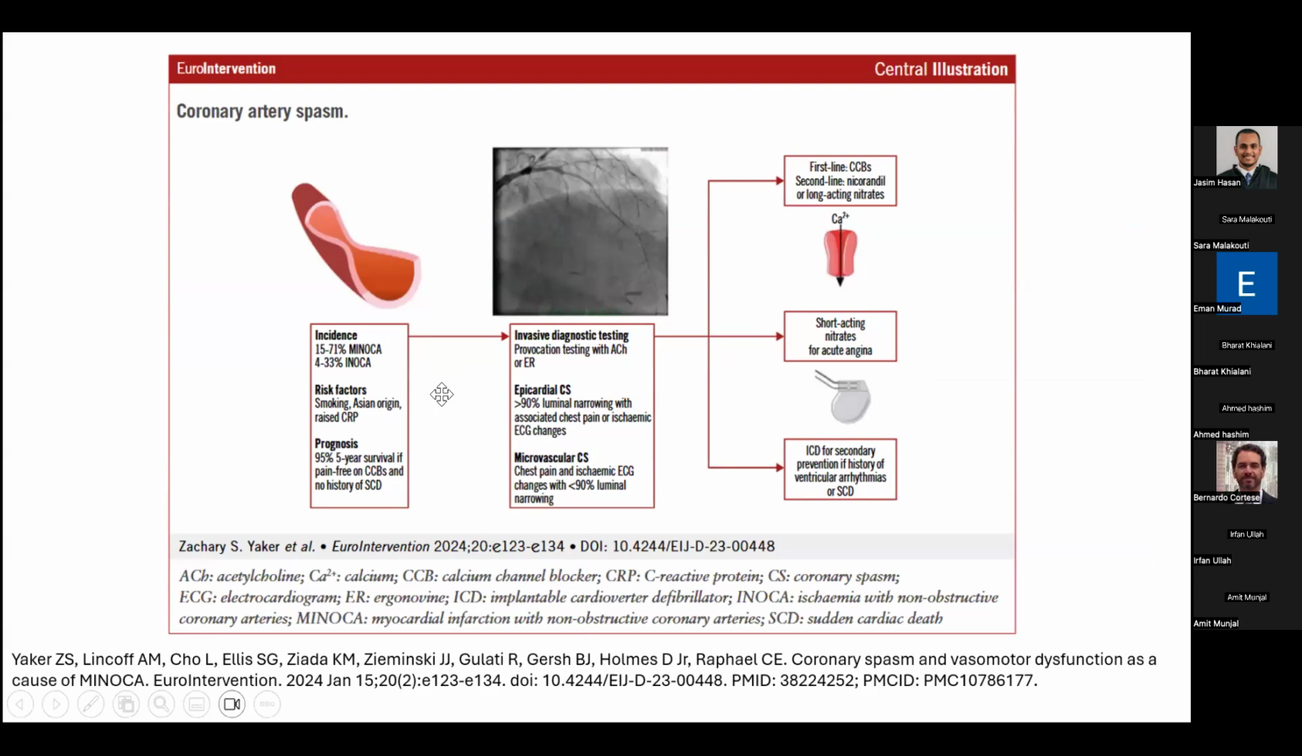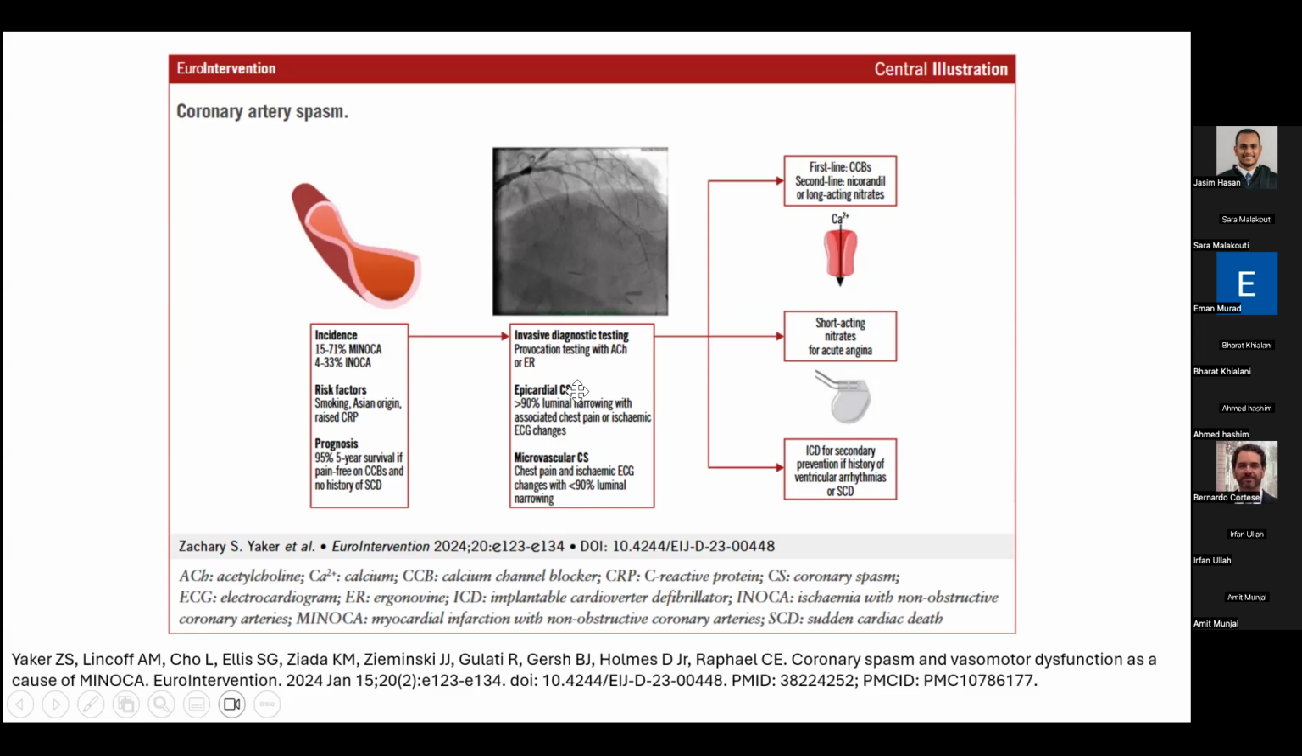it's a paper, I think, about myocardial infarction in the setting of normal coronary artery disease. We can see the incidence of spasm is variable, 15 to 71%. The risk factors, again, smoking, age and origin. I didn't understand why it raised CRP.